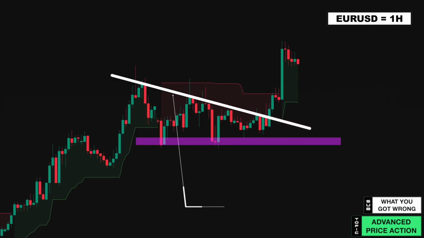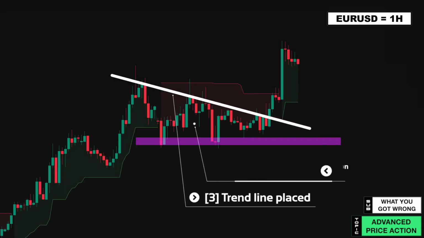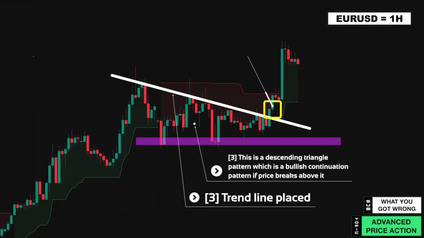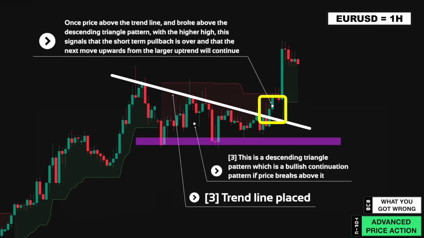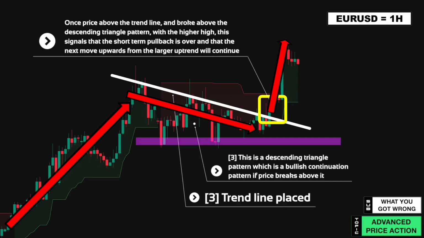You had a trend line placed like this, which also makes this a descending triangle pattern. And once price broke above the trend line and broke above the descending triangle pattern with the higher high, this signals that the short-term pullback is over and that the next move upwards from the larger uptrend will continue.